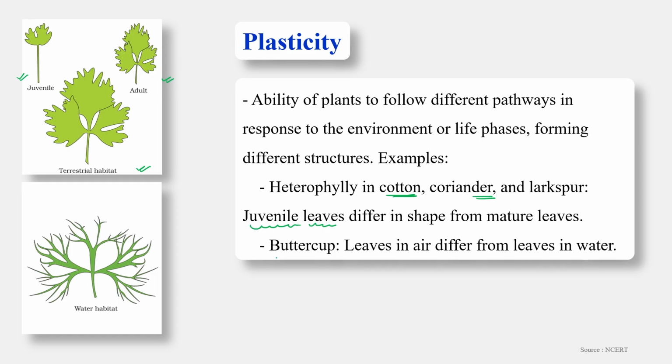Okay, buttercup. This is a buttercup. Leaves in air differ from the leaves in water. If some plants are present in the water habitat, the leaf type is like this, and this is the leaf type of the plant which is present normally in terrestrial habitat. Okay, so in buttercup, leaves in air differ from the leaves in water.